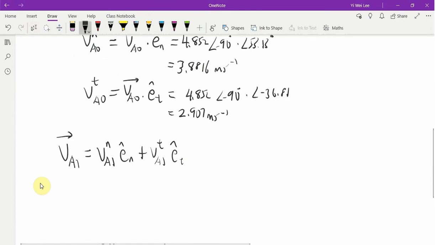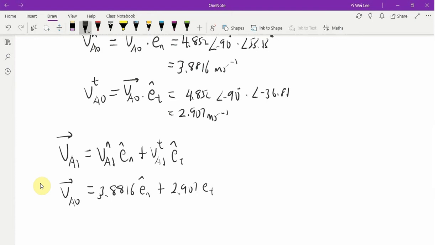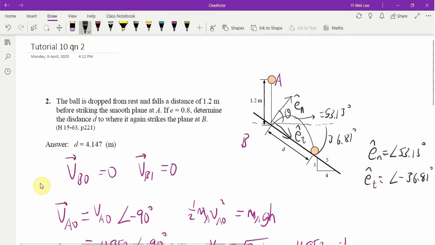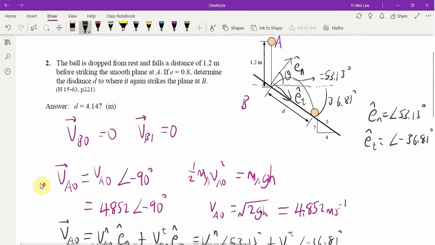We have this information, where VA naught, the velocity of A before collision, is equal to 3.8816 EN plus 2.907 ET. Okay, let me see if it makes sense. Okay, it makes sense.